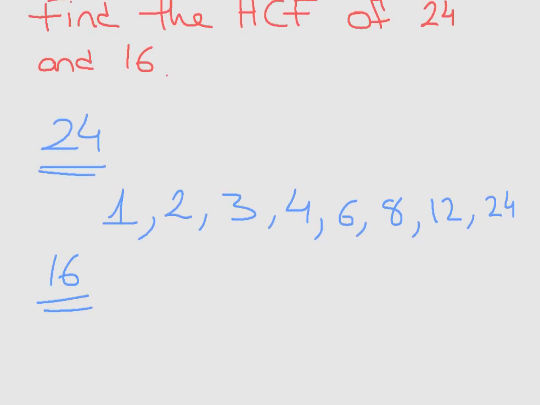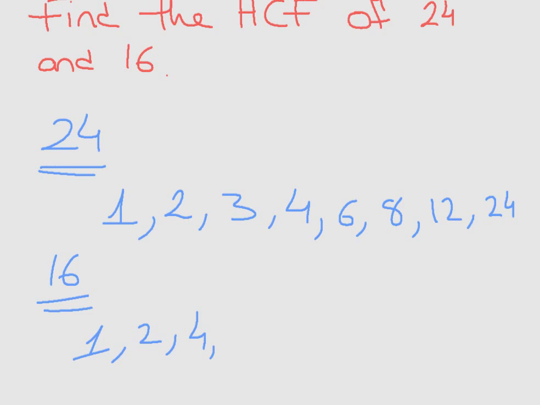So I can divide 16 by 1, and that will give me 16. So 1 is a factor. Same thing for 2. If I divide 16 by 2, I'll get 8. So 2 is a factor. 3 isn't a factor. 4 is a factor. 5 is not a factor, remember. If I divide 16 by 5, I definitely won't get a whole number.